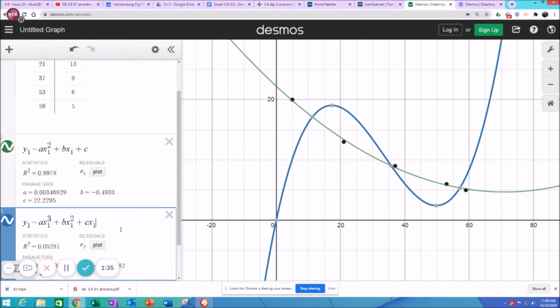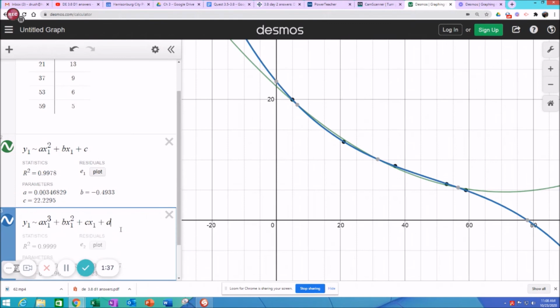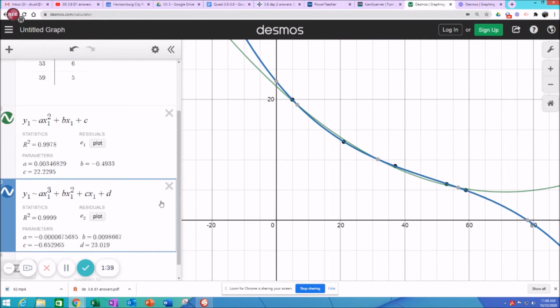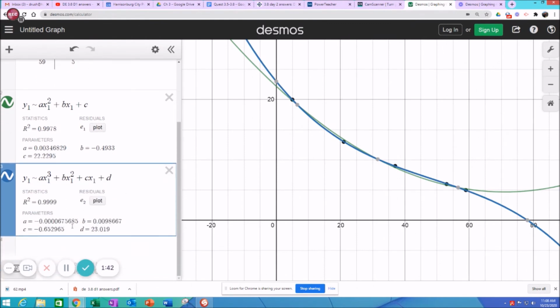They're both pretty good fits. They both go through the points pretty well. If we look at the R squared value though, the closer to 1 it is, the better. That's a really good fit, but the cubic one is a little bit better. So the cubic model is better.